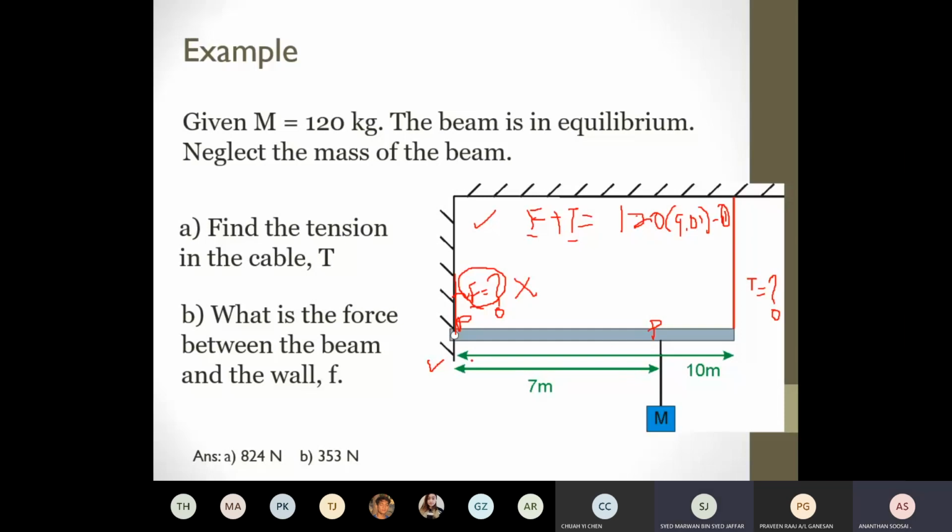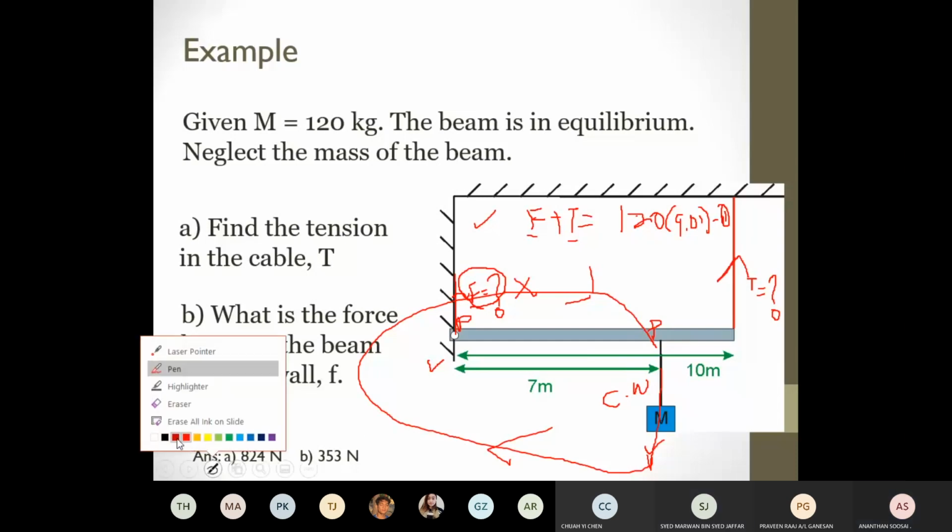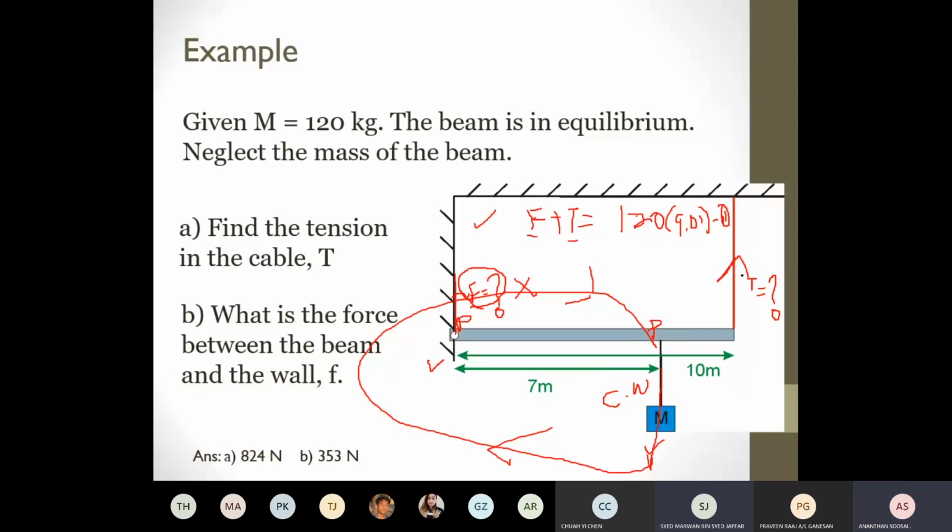So check all the forces acting. First, the weight giving what type of moment? Clockwise moment. And T acting up, giving what type of moment? Anti-clockwise. Give an anti-clockwise moment. Okay.